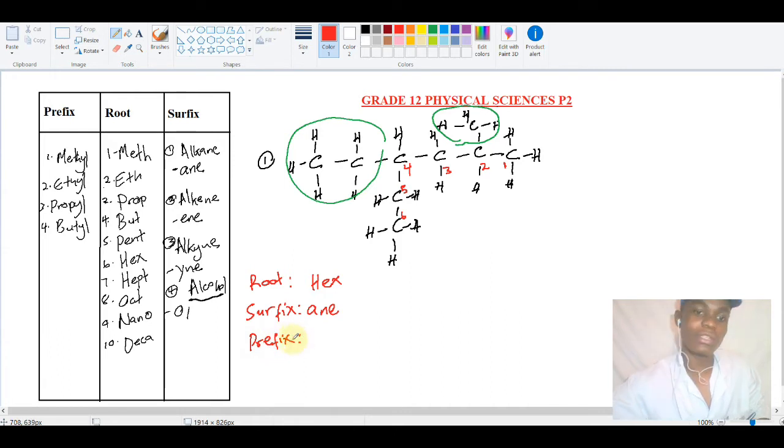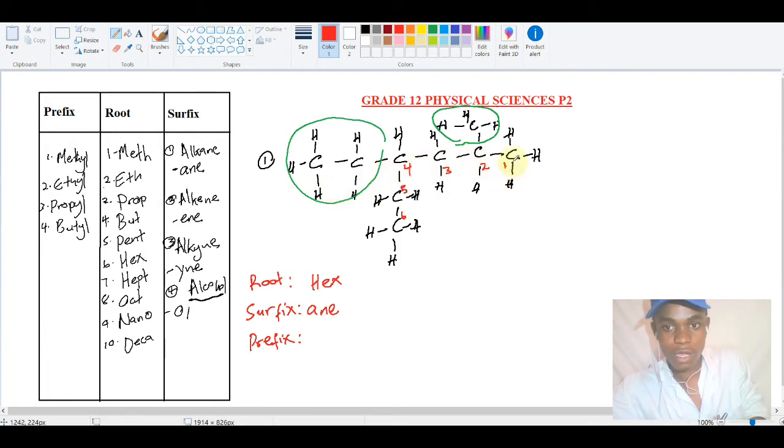Well, I like to end with the prefix, but actually the prefix is where you start off with your name, because you start with the prefix, root, and then the suffix. Together they give you your name, right? So with our prefix now, the prefix will tell us the position of the branches.